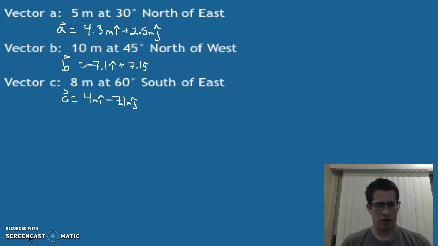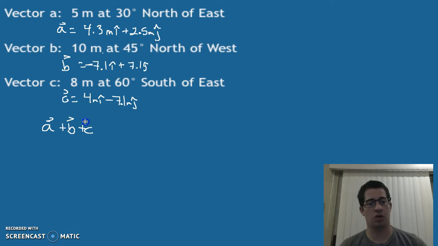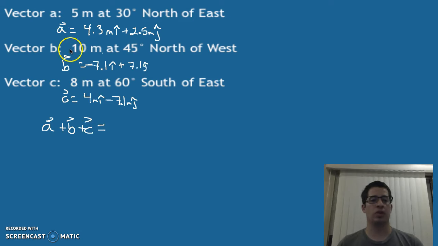Okay, so we've got these three vectors now written in unit vector notation, and what we're going to go ahead and do is do some vector addition. So what I want to do here to start this video off is find the sum of vector A, B, and C. So if we're going to go on a short journey in which we go 5 meters 30 degrees north of east, 10 meters at 45 degrees north of west, then 8 meters at 60 degrees south of east, I want to know where I end up, like what my displacement is, how far I am from where I started.